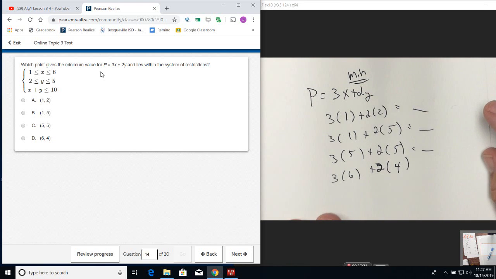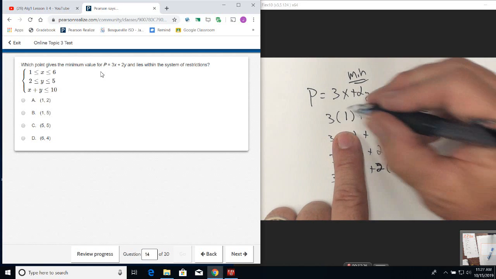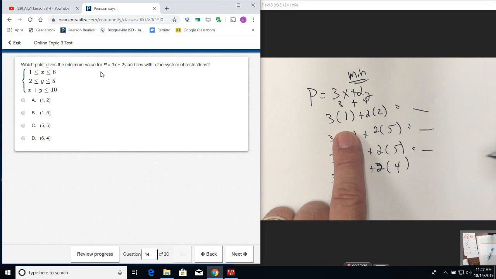Y'all do know this is for a grade, right? I hope you're writing it down. So I might give you the exact same test tomorrow.